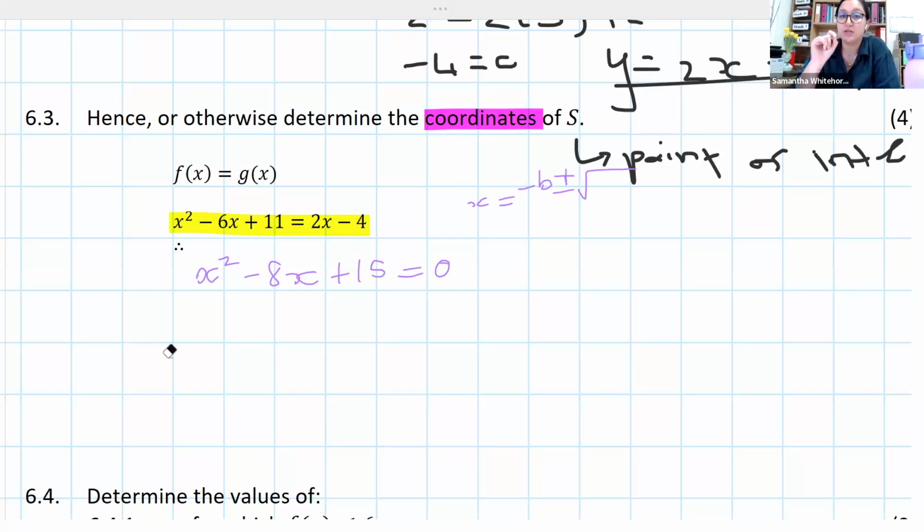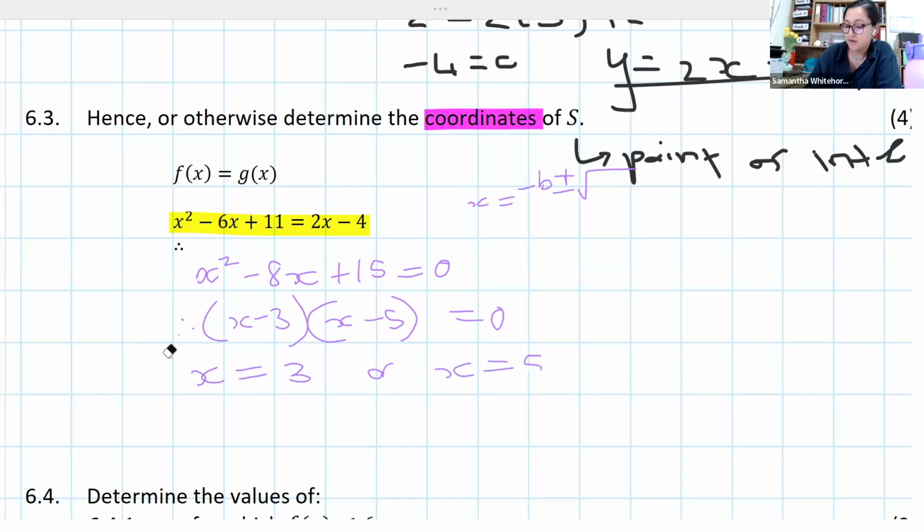You need to show the substitution. You do not need to write the formula straight off the formula sheet, but you need to show your substitution into the formula. Otherwise, you just factorize. In this case, you get x minus 3, x minus 5, which means your two x values are 3 and 5.